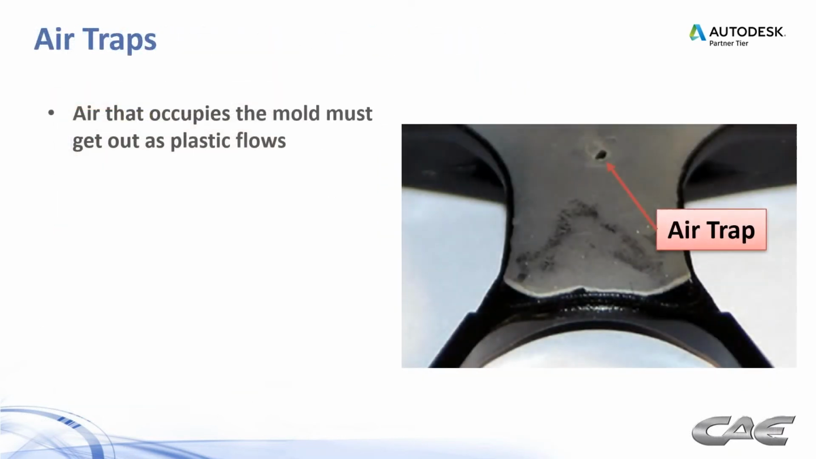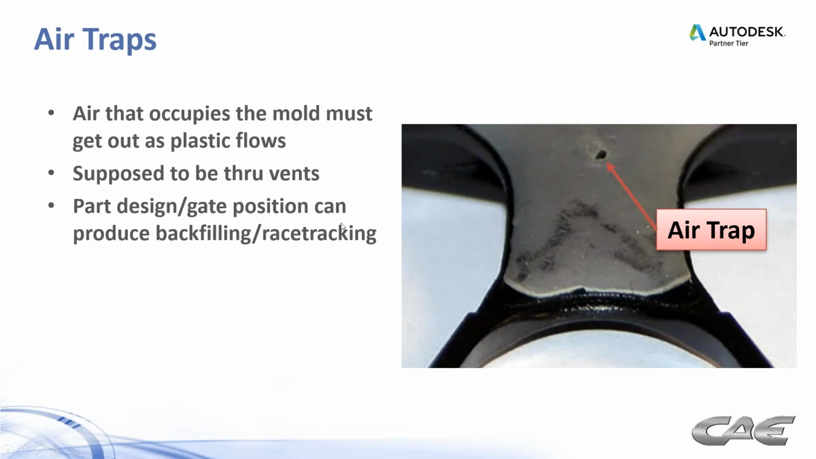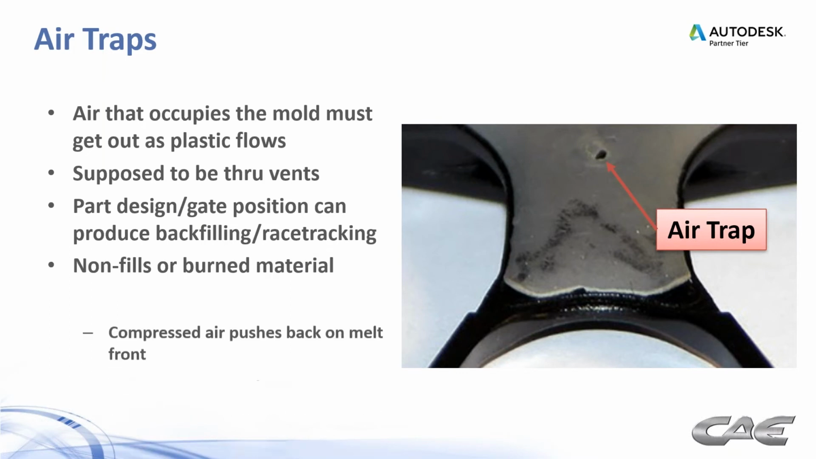So next on the list is air traps. Air traps are formed because air that occupies the mold that should get out as plastic flows doesn't. It's supposed to be able to vent the air through vents. So the part design, gate position can produce these backfilling or racetracking effects. They can cause non-fills, or they could possibly actually burn the material.